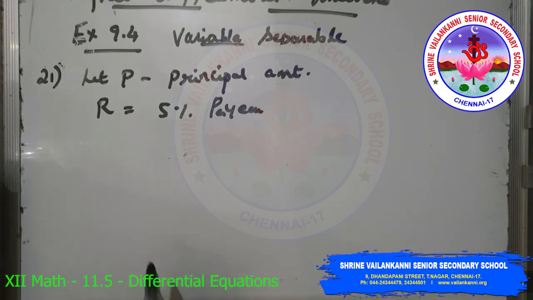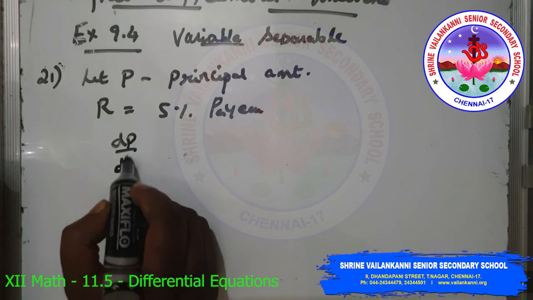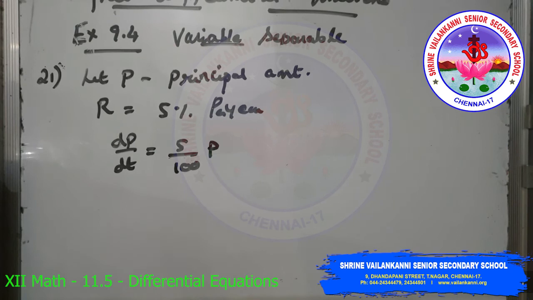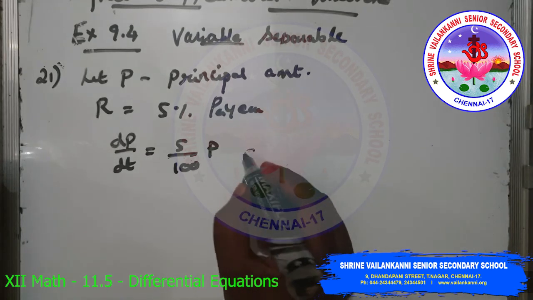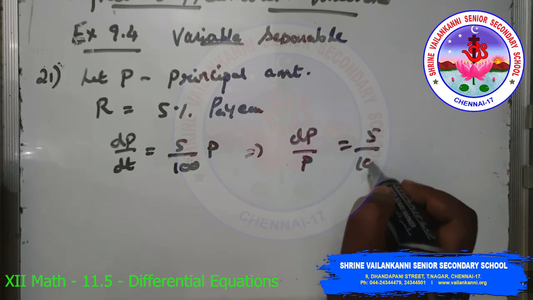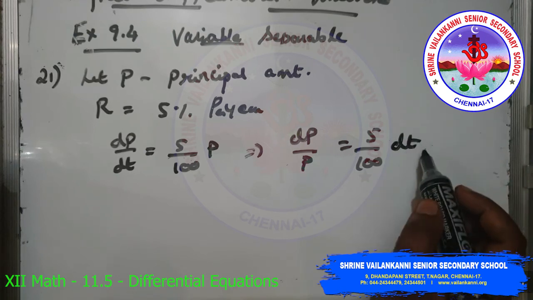So dP by dt is equal to 5 by 100 of P. Here the principal increases continuously at the rate of 5% per year, so there is a change in principal. So dP by dt is equal to 5% of P every year. Separating the variables, dP by P is equal to 5 by 100 of dt.